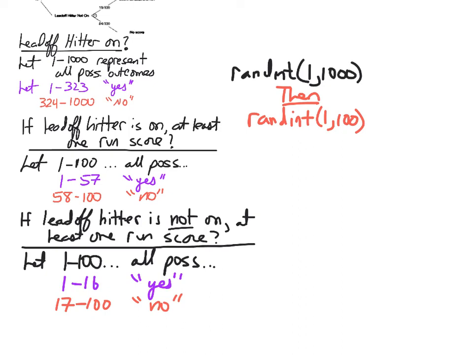So I would run my random integer, math probability option 5, from 1 to 100. We don't need to store it anywhere because it's just a single random integer. All right, 89. My yeses are in the 1 to 16 interval. I just got an 89. So my leadoff hitter did not get on, and I did not score at least 1 run. All right, which kind of fits what you would expect. So then maybe try it again.